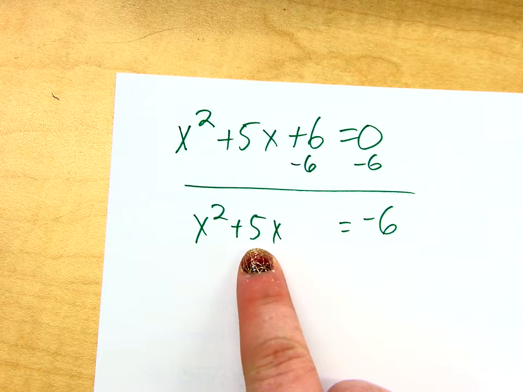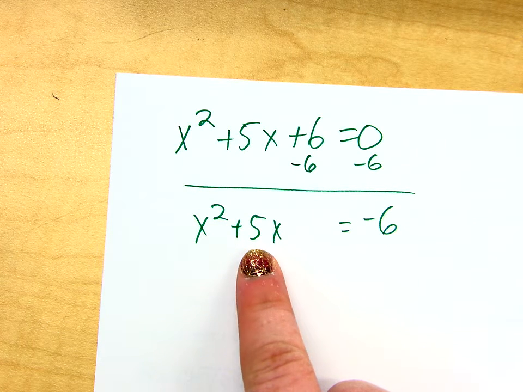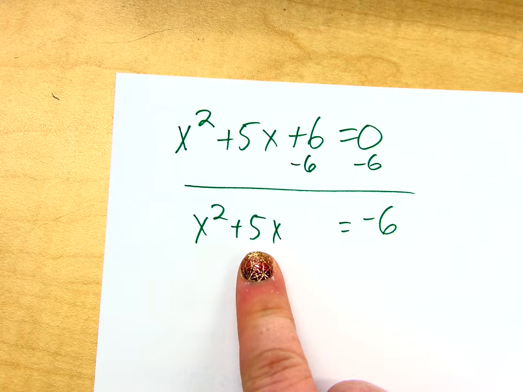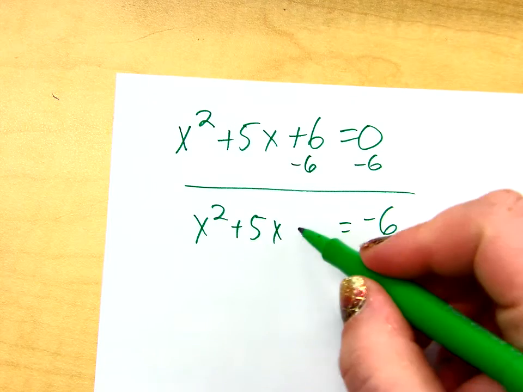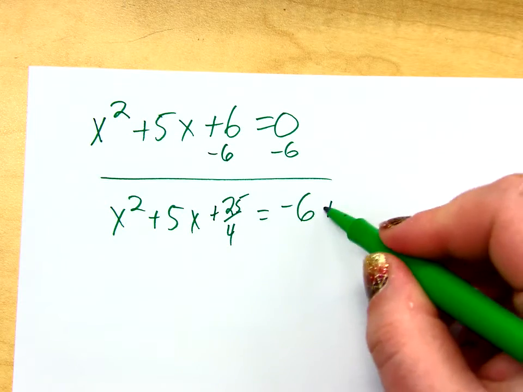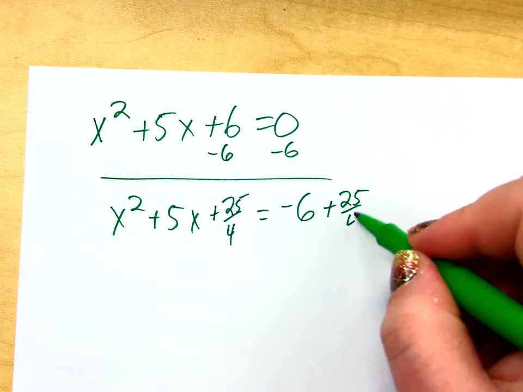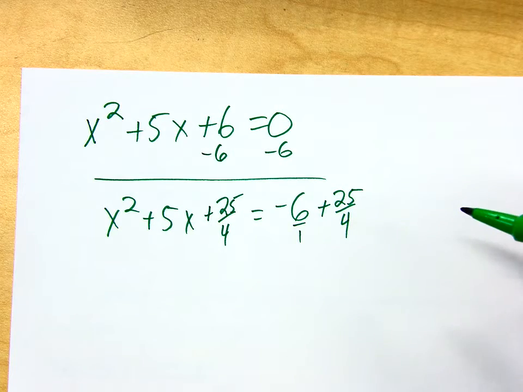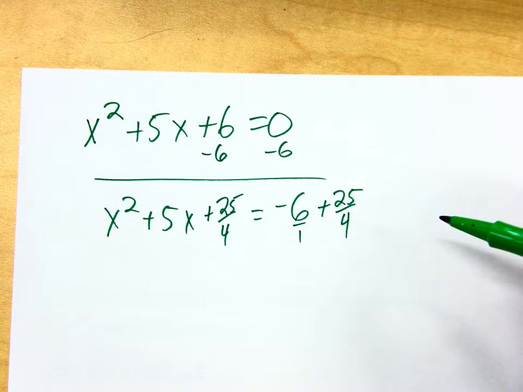I need half of this number squared. What is half of 5? 5 over 2. And 5 over 2 squared is 25 fourths. That's the magic number that I add to both sides. 25 fourths, 25 fourths. Now, 6 is normally 6 over 1, but I need it to be over 4, so wouldn't it just become negative 24 over 4, right?